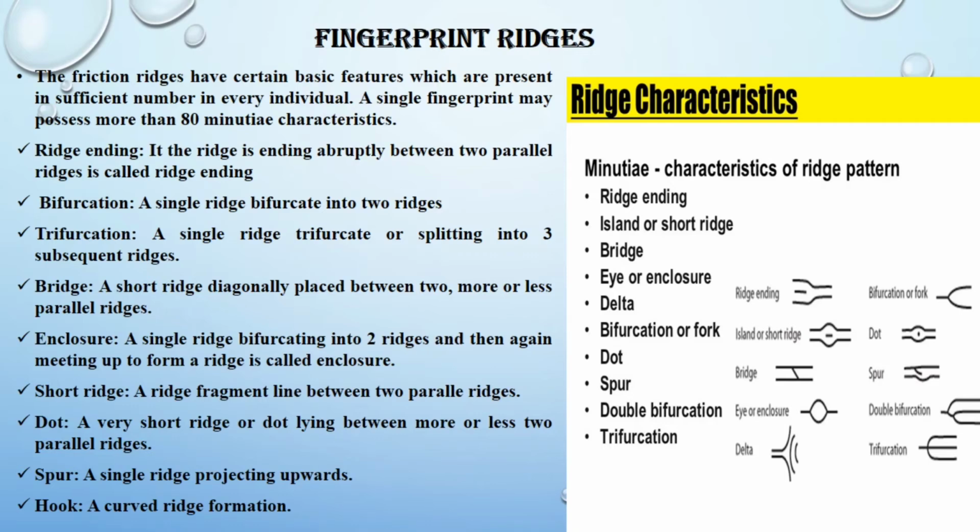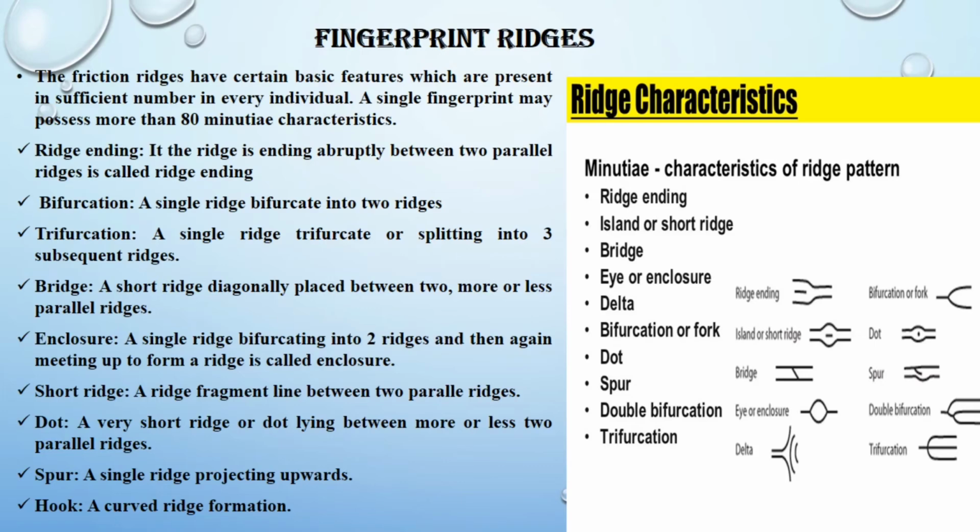Here we will be discussing different types of ridge patterns that are formed in our fingerprint, and there are so many, as mentioned, more than 80 minutiae characteristics. I will be discussing the main ones that must be known and easily distinguished by us. First comes the ridge ending. If a ridge ends abruptly between two parallel ridges, it is called ridge ending. Here you can see in the picture, in between the two parallel ridges, one ridge is abruptly ending. This is known as ridge ending.